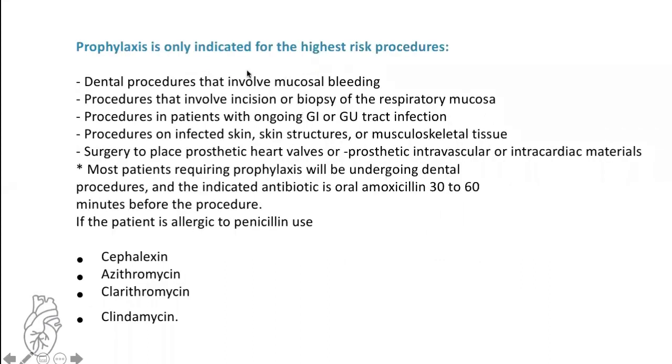Prophylaxis is only indicated in the highest risk procedures. Which procedure is highest risk? Dental procedures involving mucosal bleeding. There is mucosal bleeding, that's the highest risk procedure. A procedure that involves incision or biopsy of respiratory mucosa. Procedures in patients with ongoing GI or GU tract infection. Procedures on infected skin, skin sutures, musculoskeletal tissue. Surgery to place prosthetic heart valve or prosthetic intravascular or intracardiac material.